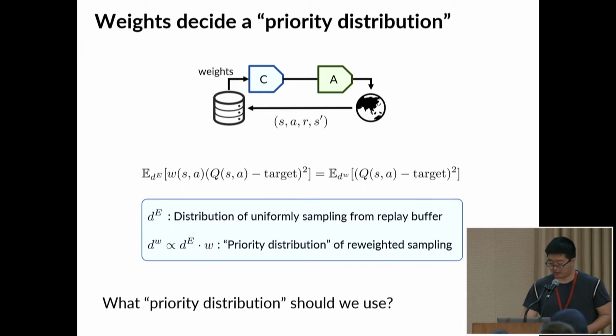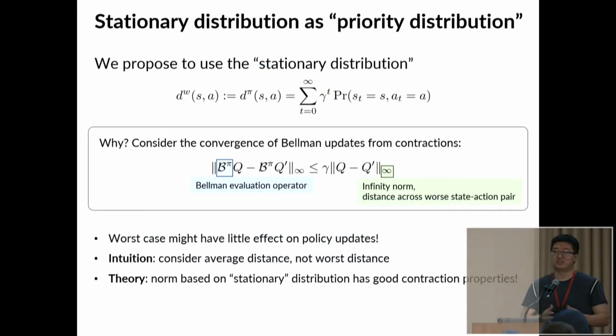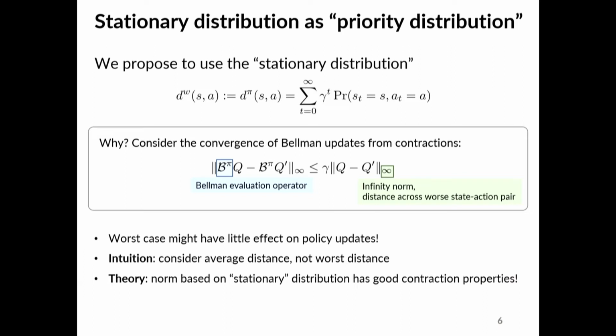So one interesting question is, what kind of priority distribution should we use? And instead of the ones derived in Q-learning, we actually propose to use the stationary distribution, which is essentially the limit of what your policy rollouts will currently give you. The reason we motivate this is by considering the Bellman evaluation operator. When people derive convergence results, they usually use the infinity norm, which characterizes the distance across the worst state action pair.